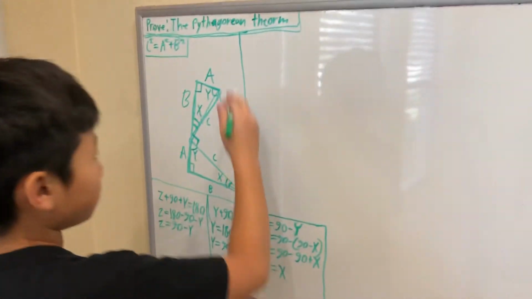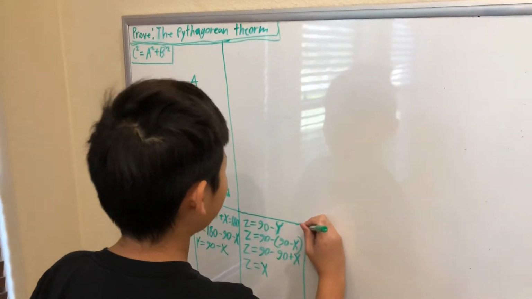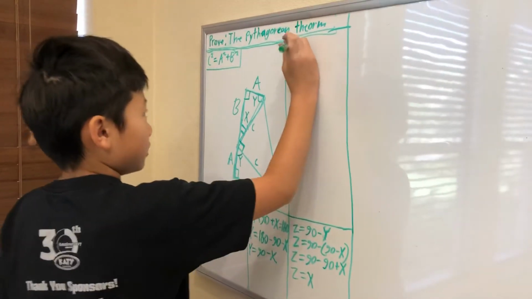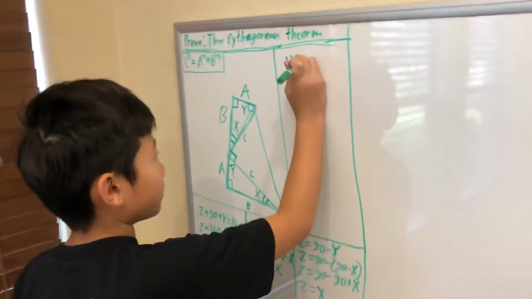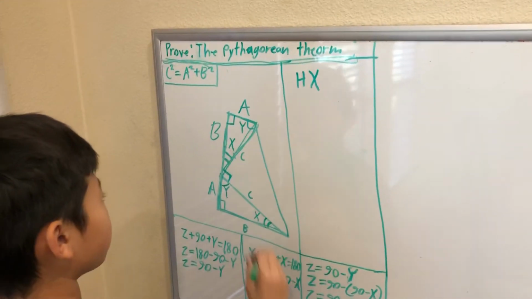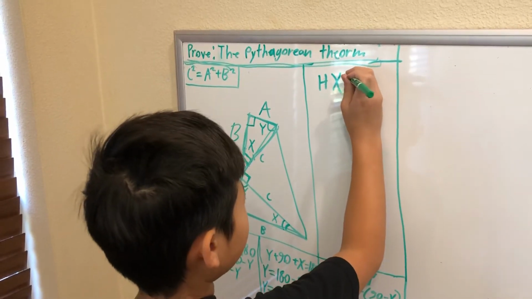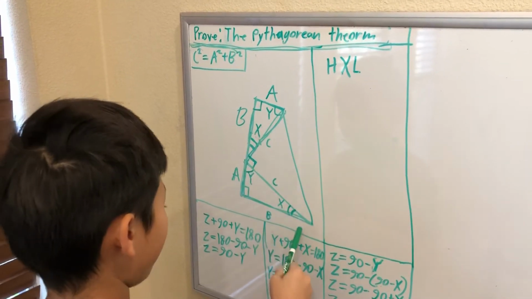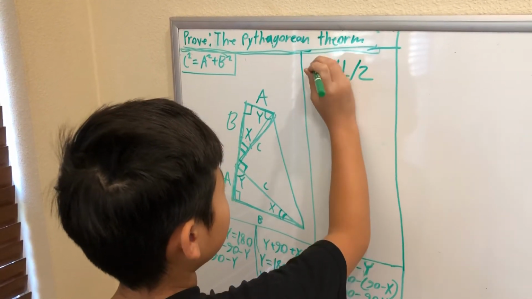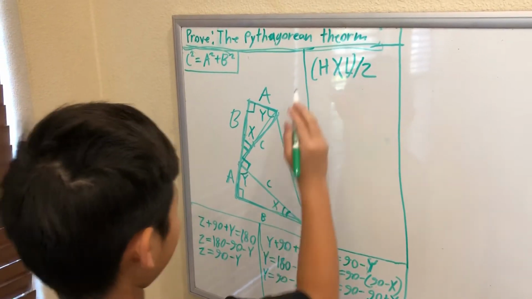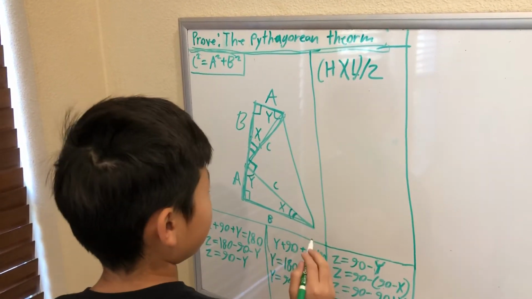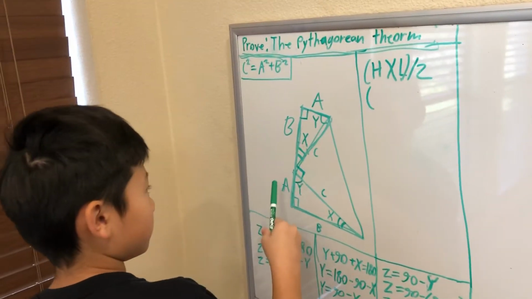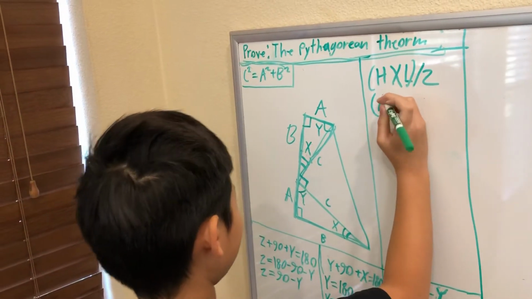Now, we go over here. The area of a trapezoid is the height multiplied by the length of the two parallel sides combined divided by two. But then, we already know the height and the lengths. So then it becomes the height, it's A plus B.